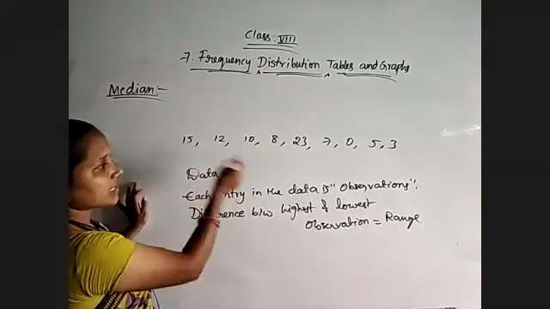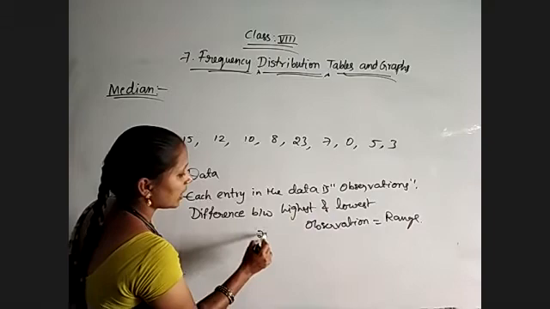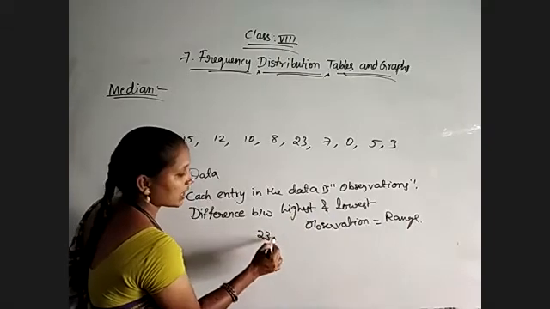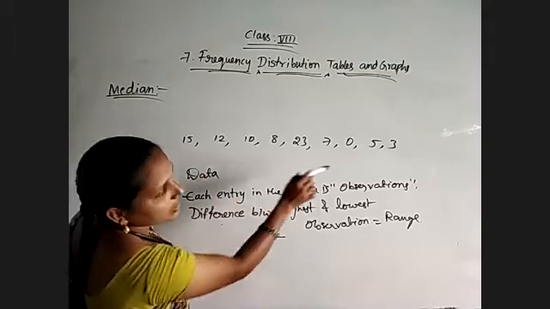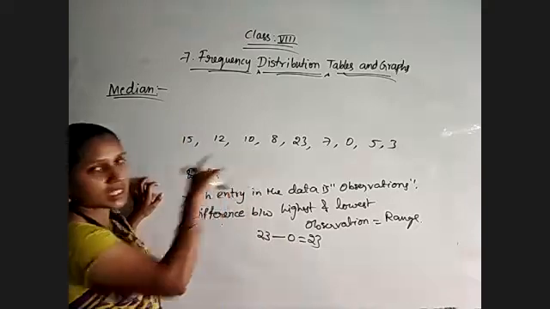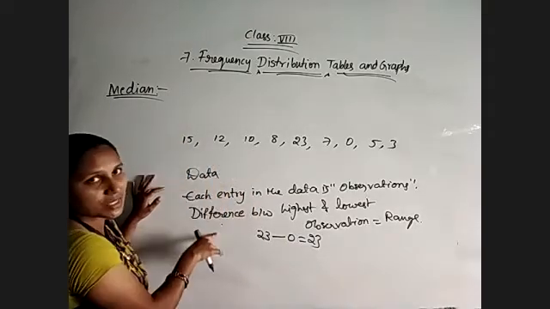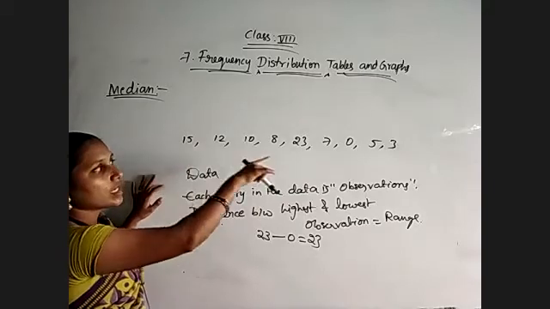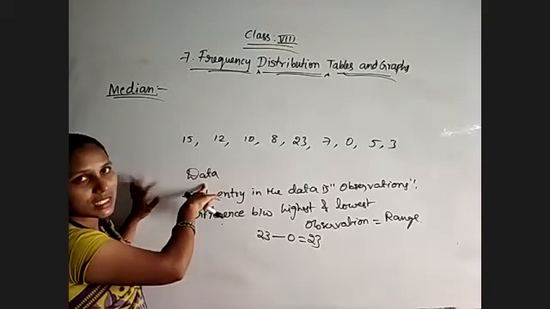What is the range of this data? We will see. What is the highest observation here? 23, and the lowest observation is 0. So 23 minus 0, 23 is the range of this data. And how many observations are there in the given data? Total 9 observations. So this is numerical information, and that's why it is known as data.